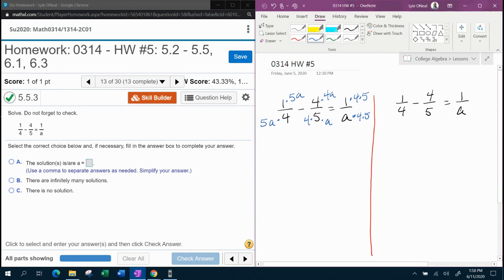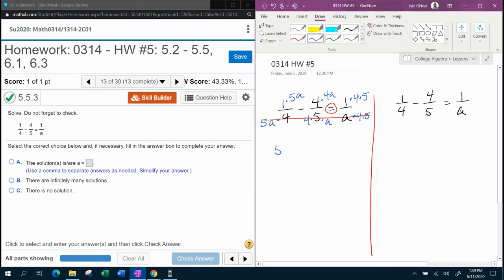If you look at the denominators now, you're going to see that every denominator has a 4, a 5, and an a. And if all the denominators match, you can cancel them out. This only works with a rational equation. If you can get all the denominators to match, you can effectively cancel them out.